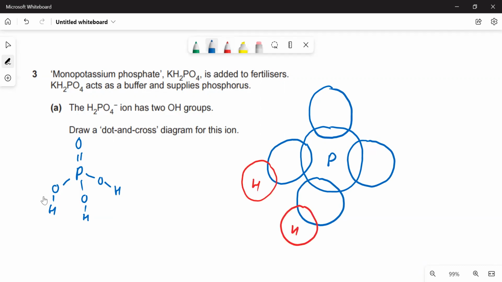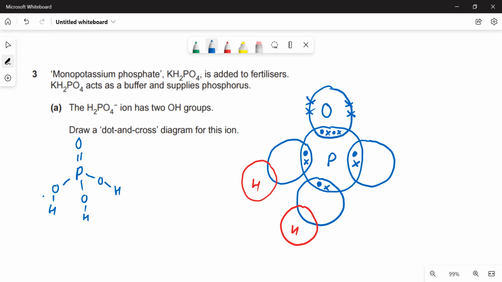So this oxygen at the top, that's going to be a double bond. I'm going to do dot across and dot and across. I've drawn 2 crosses from oxygen. There's 6 in the outer shell of oxygen in group 6, so I need 2 lone pairs there. This is going to be a single bond, so that's going to be a dot and a cross. This is a single bond, a dot and a cross, and this is a single bond, a dot and a cross.